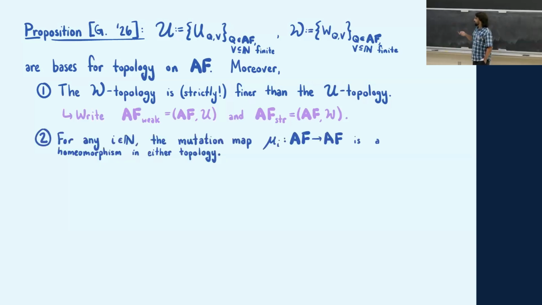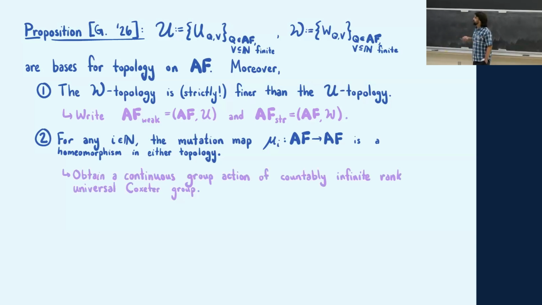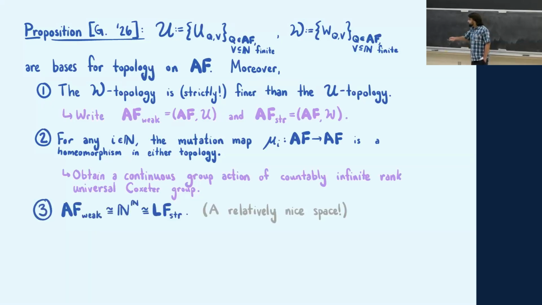Another proposition that's kind of nice here is that the mutation map is actually continuous. And since it's a continuous bijection and it's got a continuous inverse, namely itself, it's a homeomorphism. So it's kind of nice to get a continuous group action of the countable infinite rank universal Coxeter group on your space.